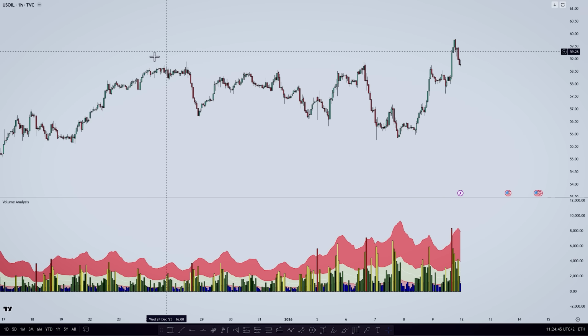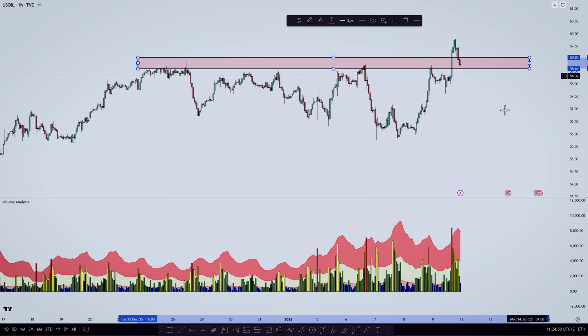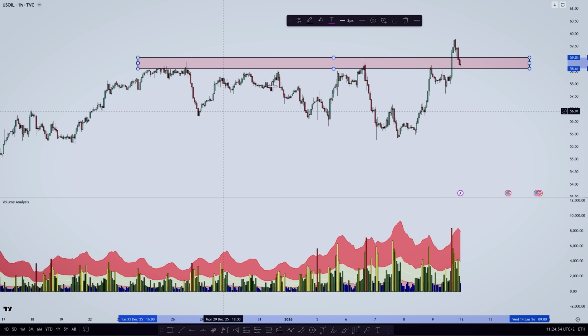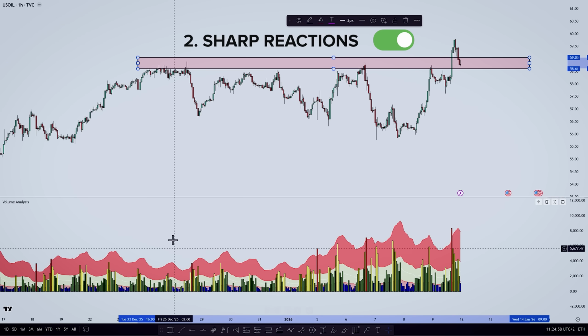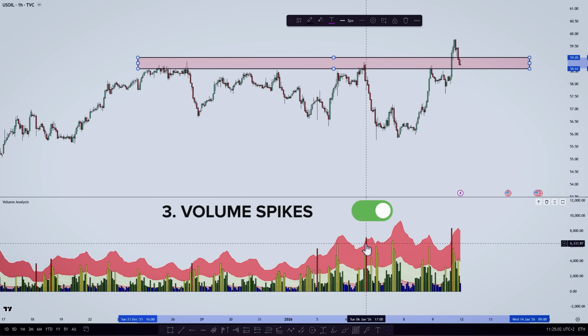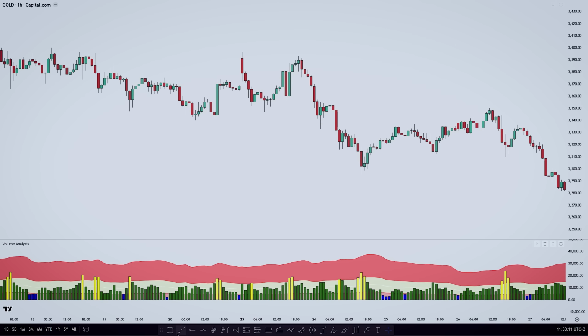But most traders draw 50 lines and get confused. Real levels have three things: multiple touches, not just one. Then clear, sharp reactions. Price bounced hard, not just drifted through. And volume spikes at the touch. Proof that people cared. If a level doesn't have these, delete it. It's just noise.